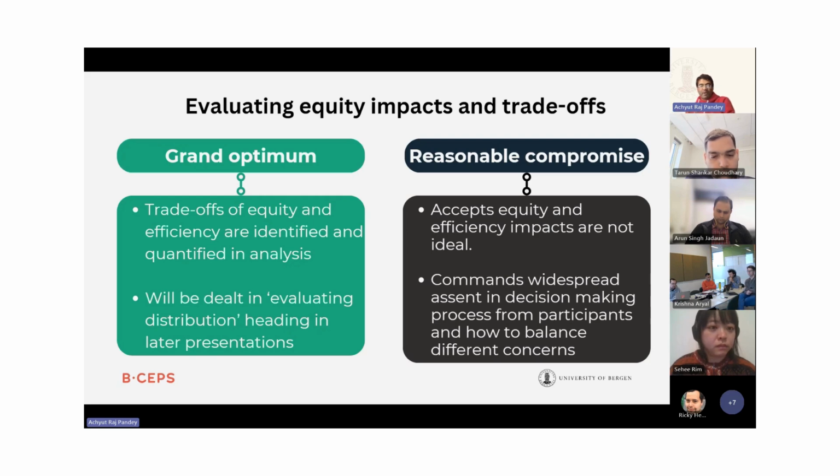The reasonable compromise seems slightly more pragmatic to me, where we accept that equity and efficiency impacts are not ideal, and we may have to reach a negotiated compromise in the trade-off. So it seems like for this level of efficiency, we may have to compromise equity to this level, or in the reverse way, to achieve this level of equity, we may have to compromise the efficiency by this number.